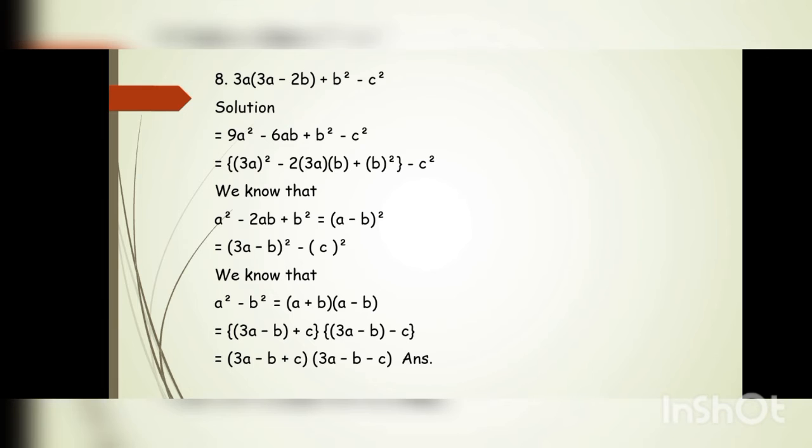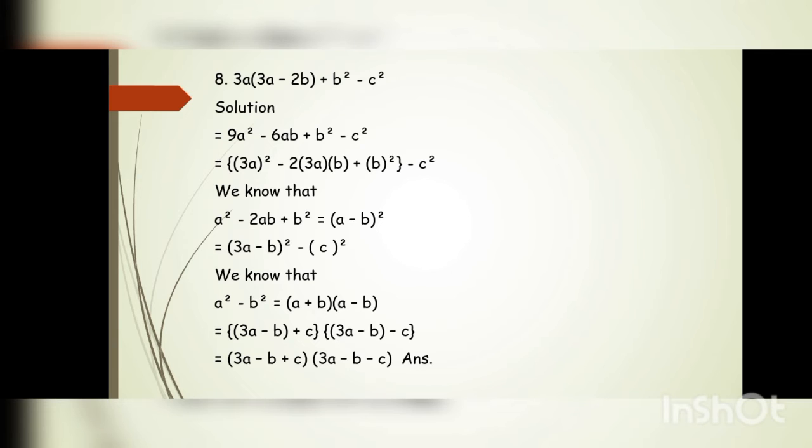Now question number 8 is 3a into 3a minus 2b plus b square minus c square. First of all, multiply this 3a with this bracket and we have got 9a square minus 6ab plus b square, minus c square we have written as it is. Then in the first three terms we observed that we can apply a formula, which is a minus b whole square. So first we need to write the first three terms of this expression according to the left hand side of this formula, which is a square minus 2ab plus b square, more properly. It will be more convenient for us to close it in that formula further.